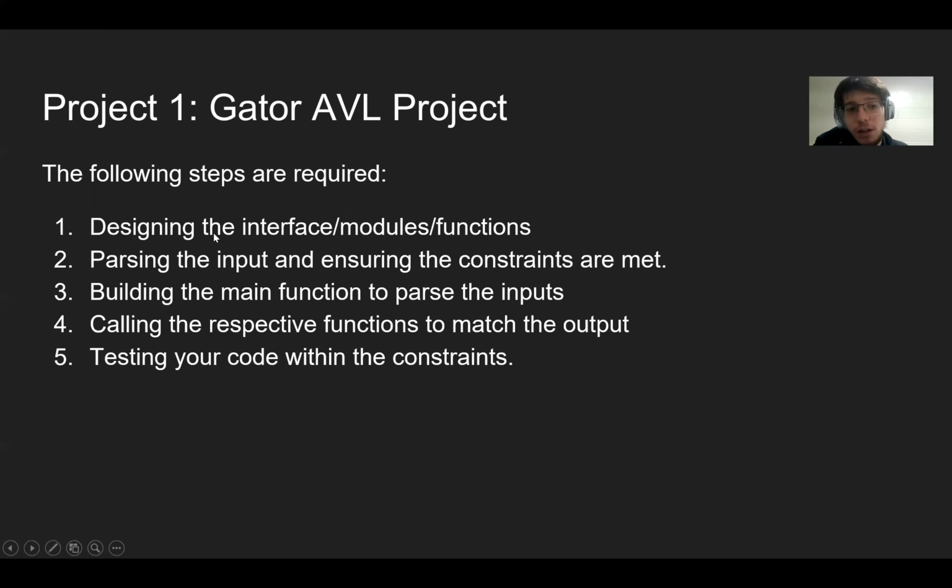So the steps for this project: you're designing the interface, modules, and functions, and then you parse the input and ensure that the constraints are met. Then you build the main function, which takes an input, parses it, and then you call your functions. You have your tree, you call the functions for the tree, and you have to test your code like that. Those are the main steps. If you read the directions, hopefully you'll be able to answer questions. Otherwise, just message me, send a message in Slack, or message Joshua.